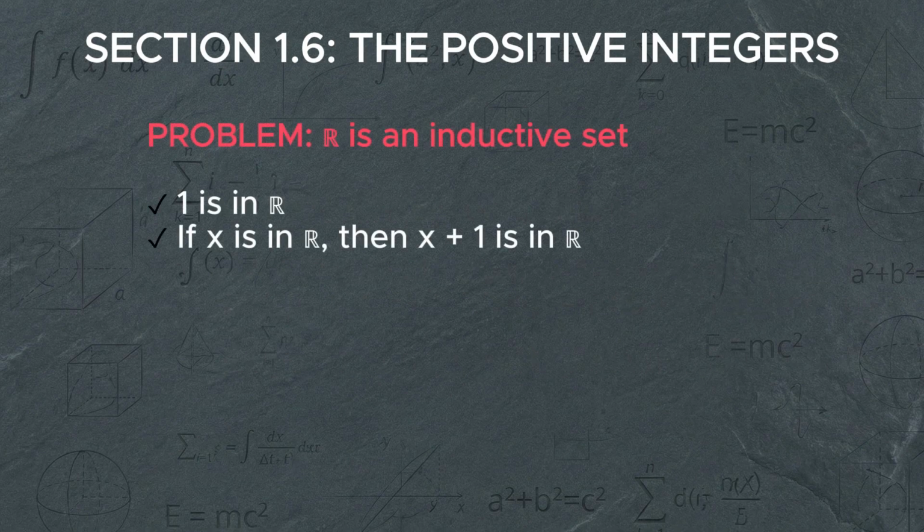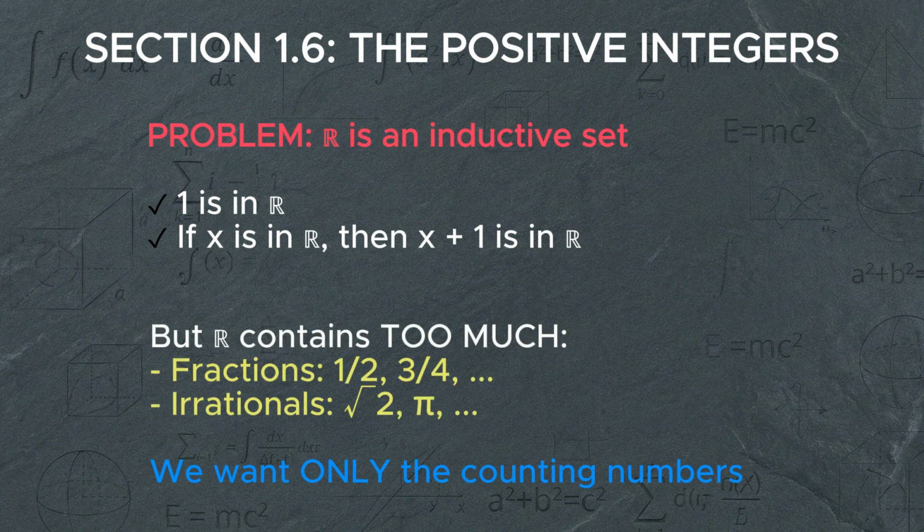Now here's the insight. The set of all real numbers, capital R, is an inductive set. It contains 1, and if it contains x, it contains x plus 1. But the reals have too much junk in them. They contain fractions like 1/2 and 3/4. They contain irrationals like the square root of 2 and pi. We want to isolate just the pure counting numbers, just the dominoes, nothing else.